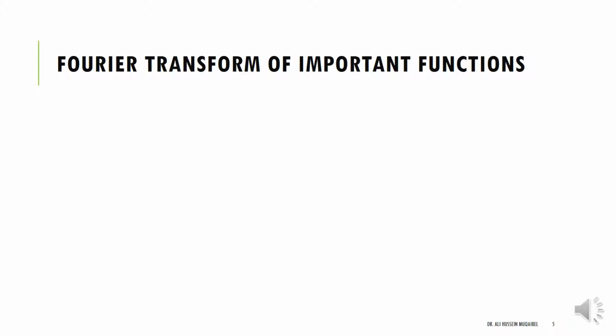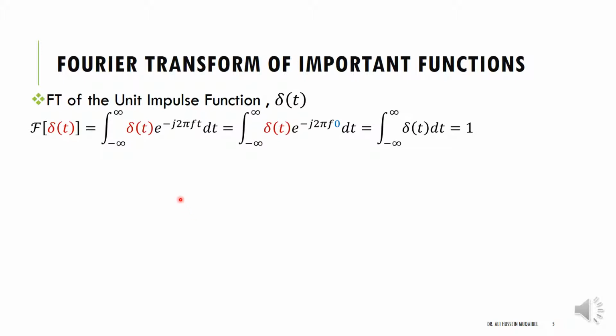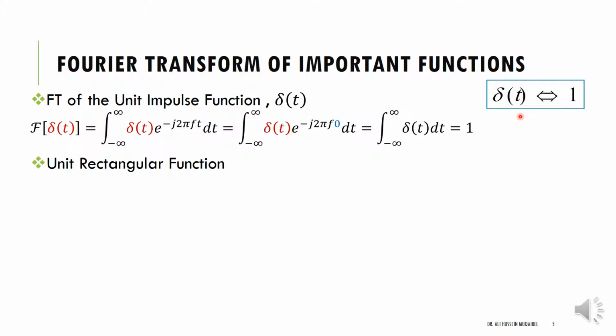Now let's find the Fourier transform of some important functions. The first function is the delta function, or the unit impulse function. If you apply the equation, the Fourier transform of delta, this is the integral Fourier transform equation, you can apply the shifting property, and that would give you 1. So the Fourier transform of delta in time is 1.